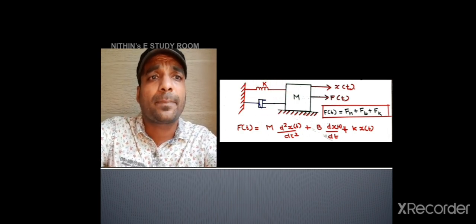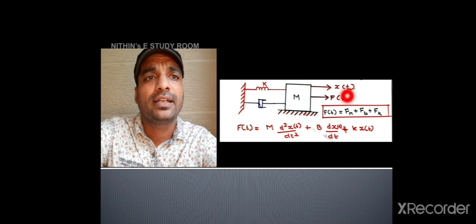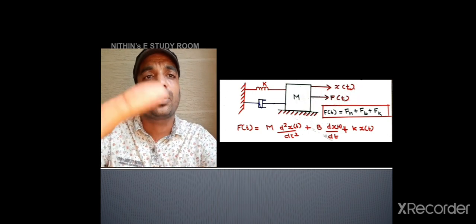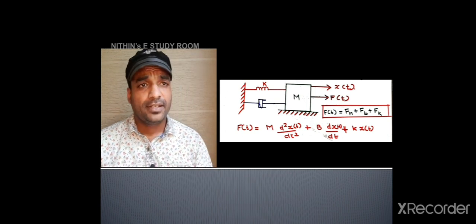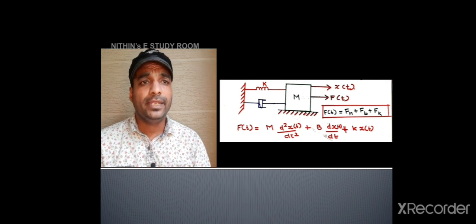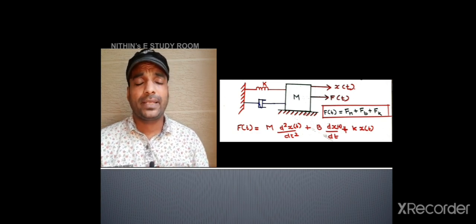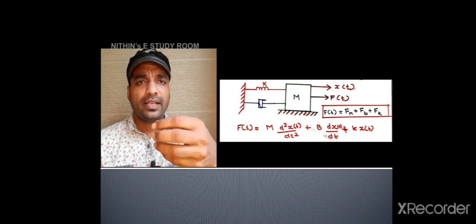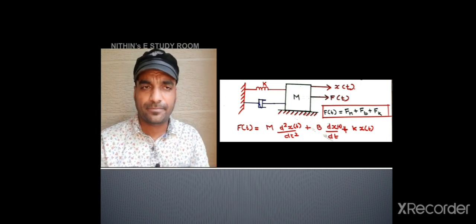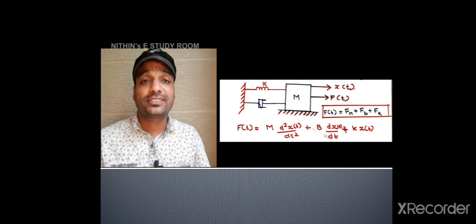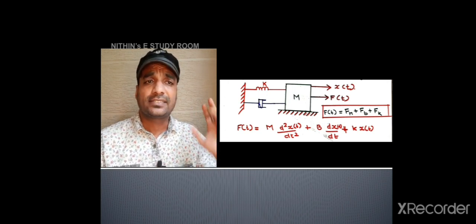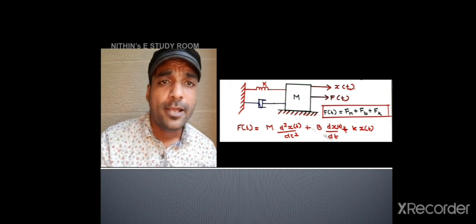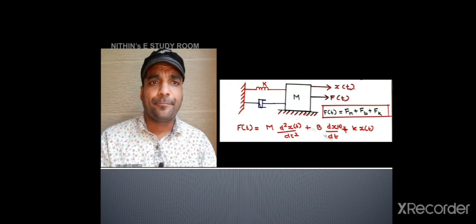So as I have applied a force F here, this force will act on three components simultaneously. So the total force F of t is nothing but the force of M plus the force developed by B plus the force developed by K. I am applying a single force and I am getting some displacement x. But the counter force is developed by the three components simultaneously. So the applied force F of t is equal to the sum of three counter forces, F of M plus F of B plus F of K.